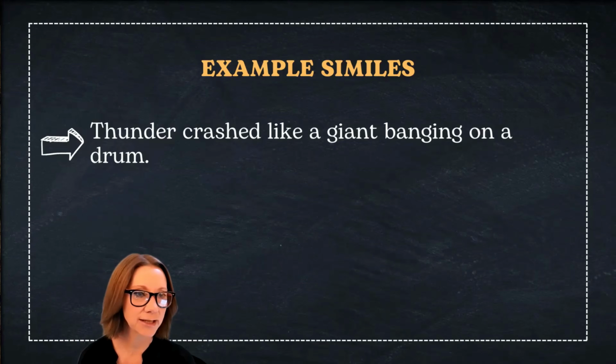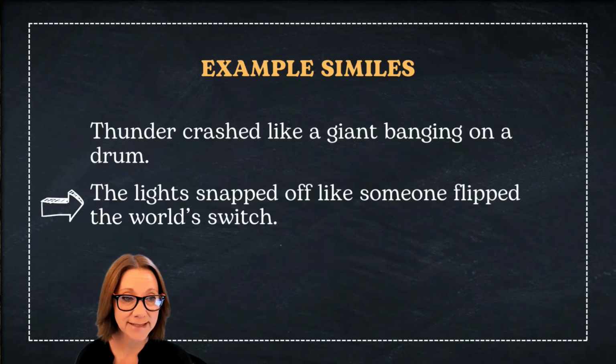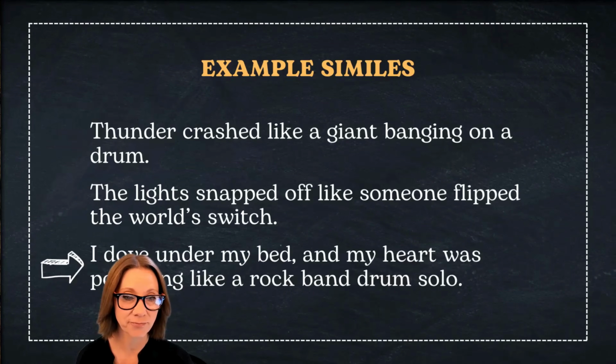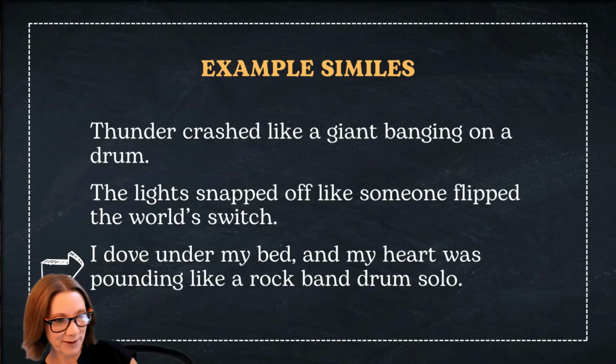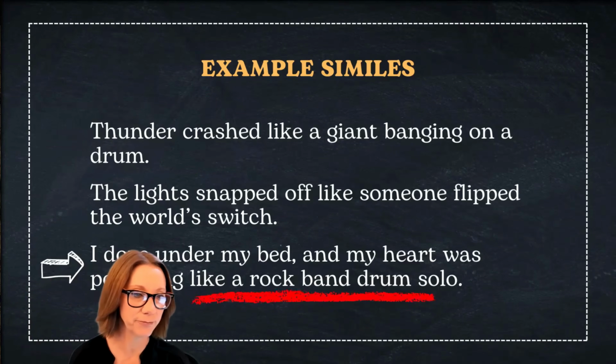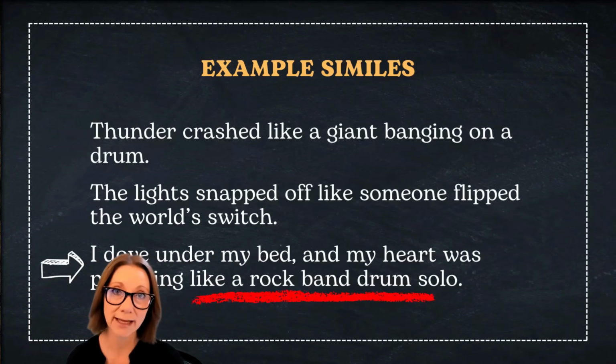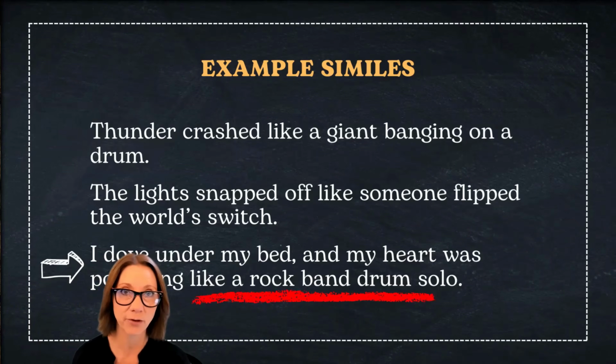Thunder crashed like a giant banging on a drum. The lights snapped off like someone flipped the world switch. I dove under my bed and my heart was pounding like a rock band drum solo. I underline this here because I want to point something out. If you're trying to say my heart was pounding like a drum, that's kind of something that's used a lot. It's called cliche. It means we've heard it too many times and you want to do something a little different.